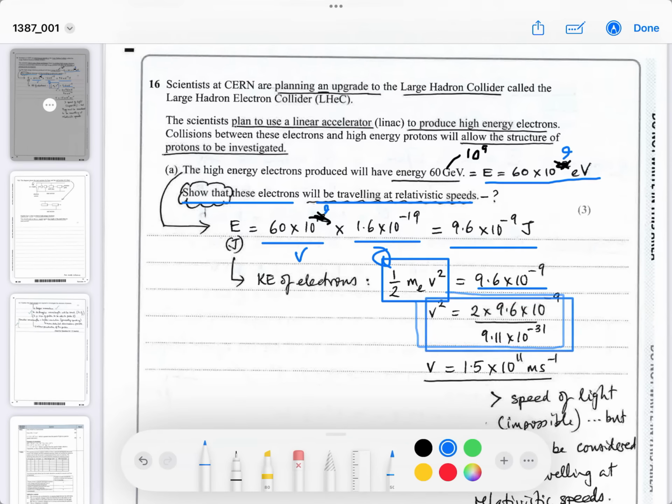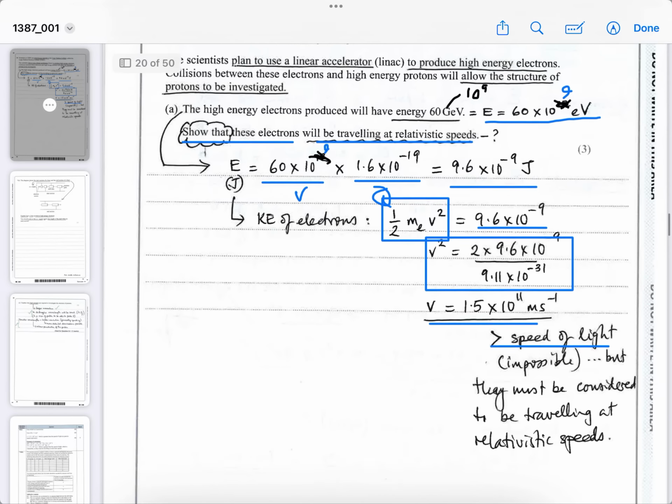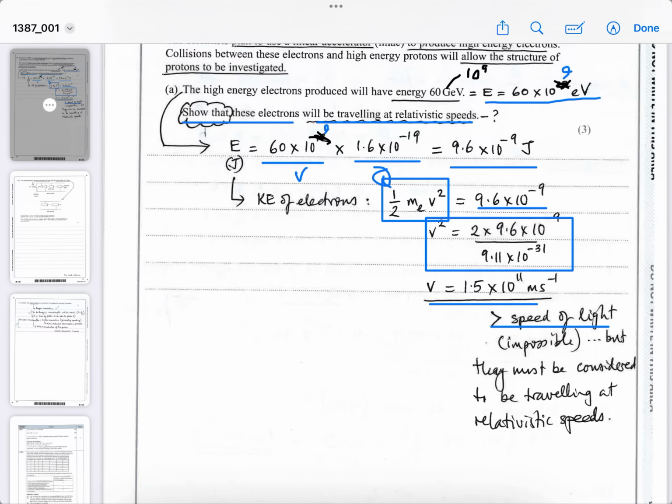Of course, that is approximately 500 times the speed of light. So it's greater than the speed of light, which is of course impossible according to relativity. So that shows that Newtonian mechanics breaks down at relativistic speeds, but you then have to answer the question.